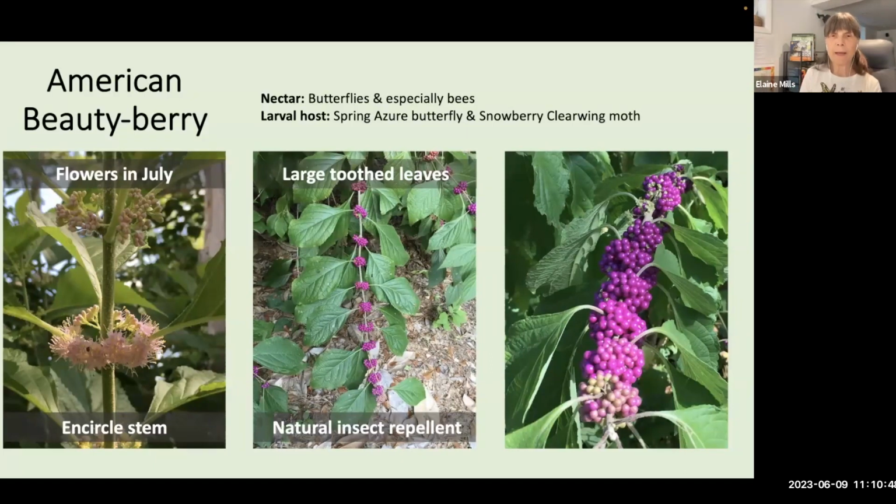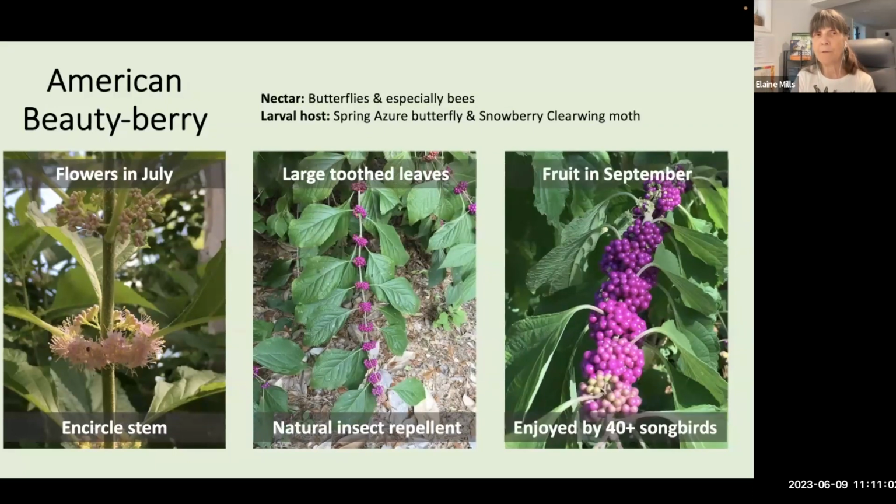This particular plant is being studied for its chemical properties. Callicarpenal, one of those chemicals, is being considered for use as a natural insect repellent. And of course, an outstanding feature is this fruit that develops in September, enjoyed by over 40 species of songbirds.